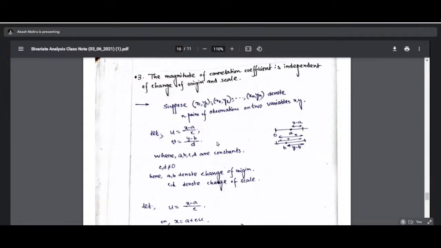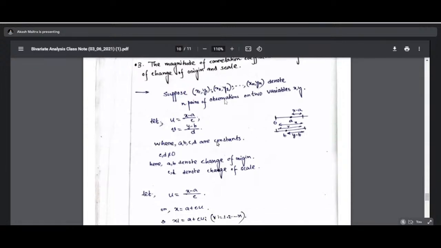So what we do is take the data points as small variables. If we consider some origin change or some scale change, then we can consider it as a lower set of values, as we have done in the practicals of central tendency and dispersion. If we do the same thing again, would my correlation coefficient depend on that? Would I have to consider it as a new problem? No, the magnitude of the correlation coefficient is independent of change of origin and scale. So let us prove it.